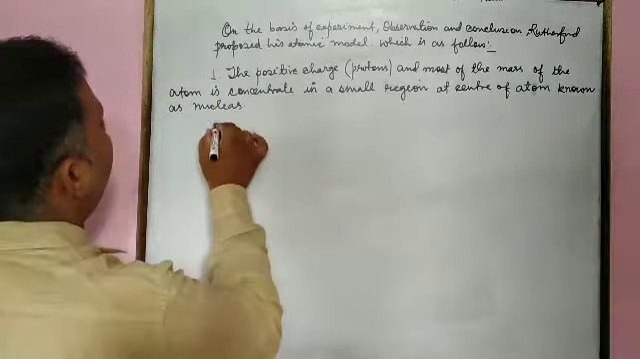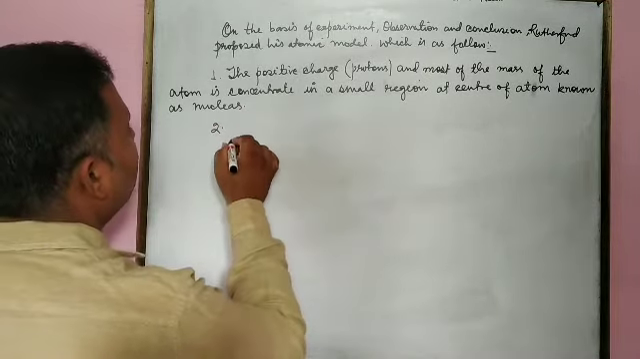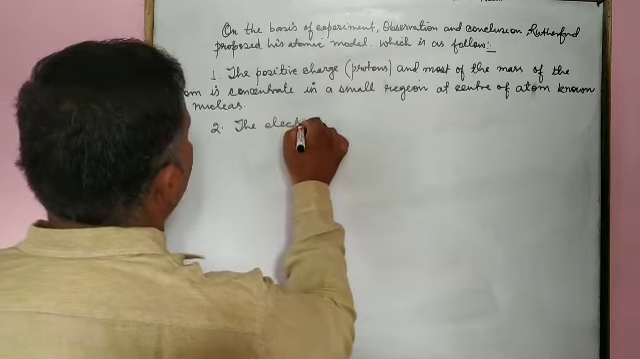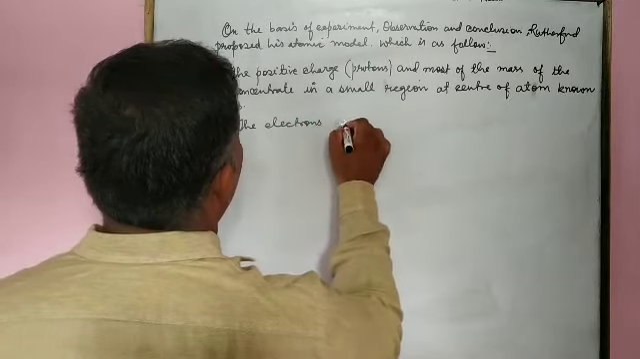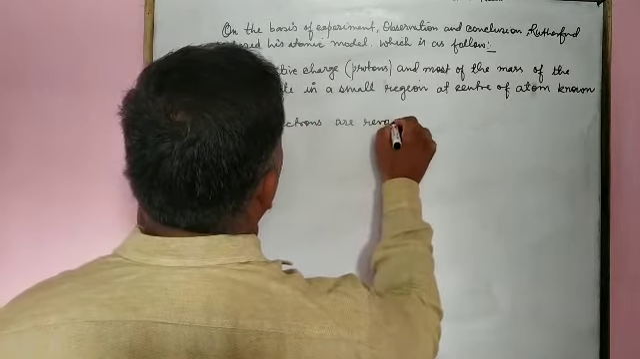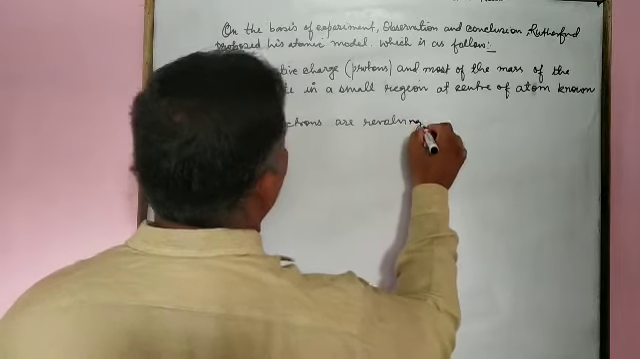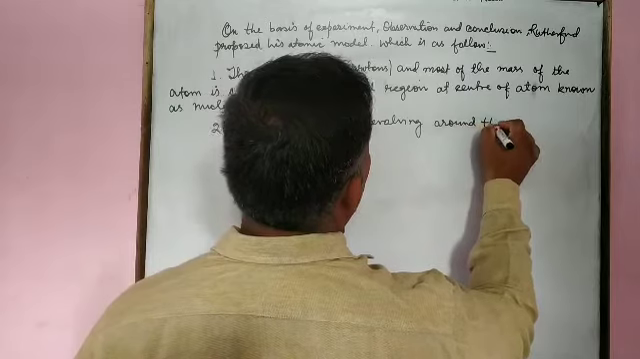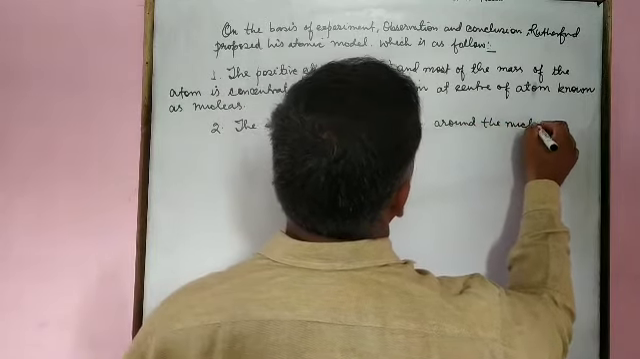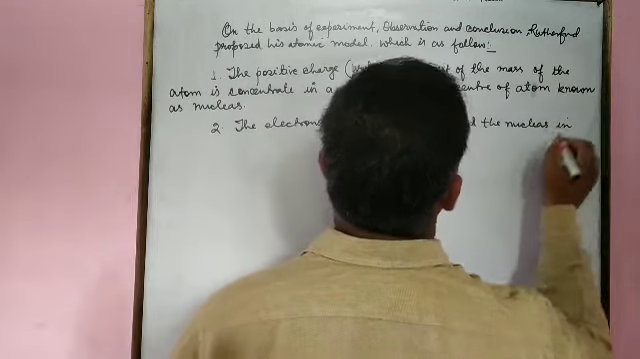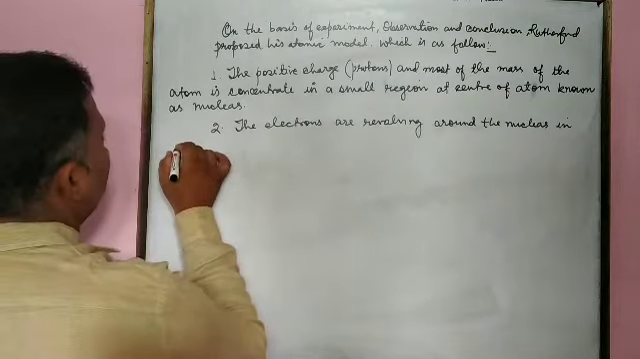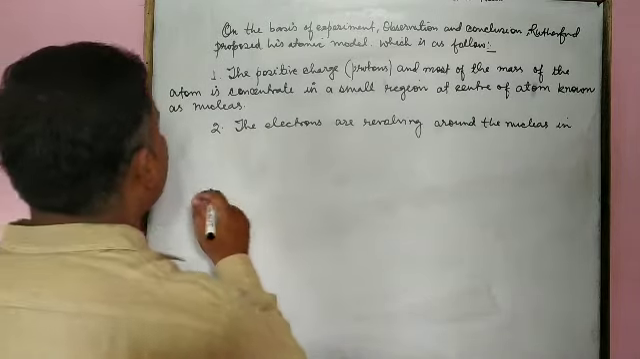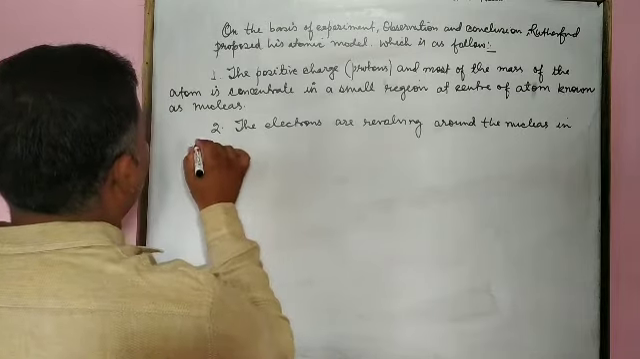The next we have, the electrons are revolving around the nucleus in a fixed path around the nucleus in orbits.